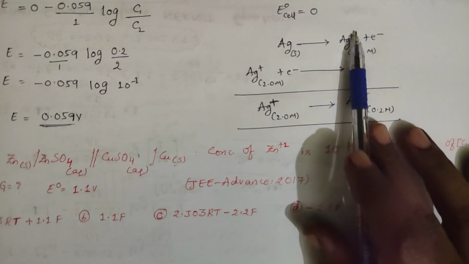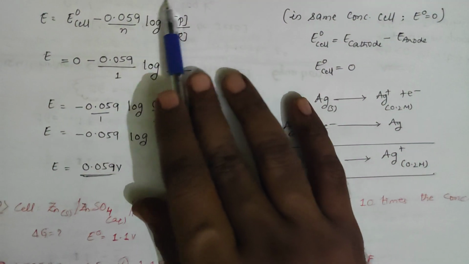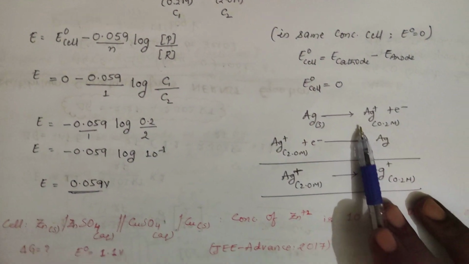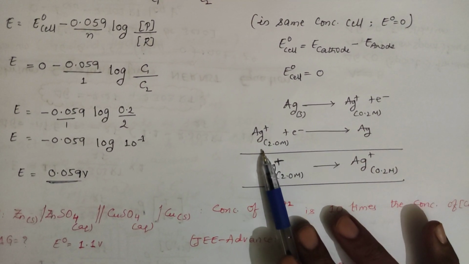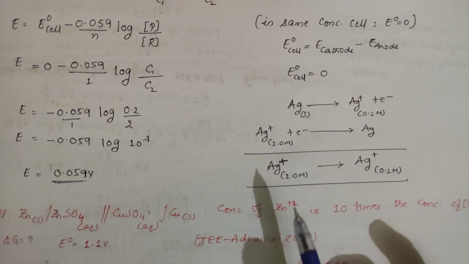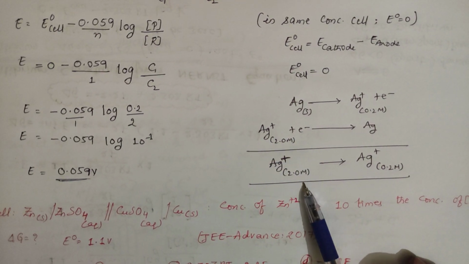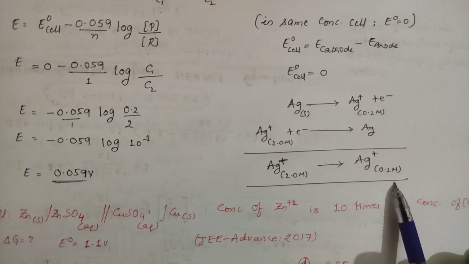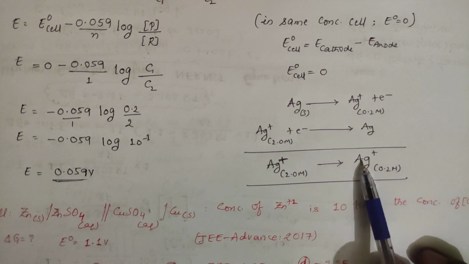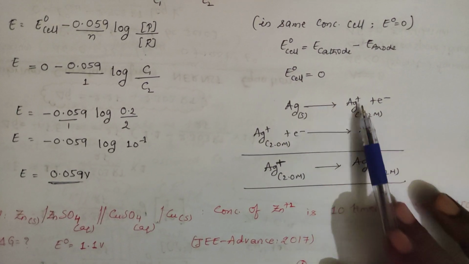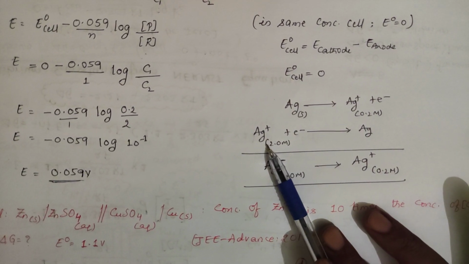Ag solid getting converted to Ag plus. Here the concentration where the oxidation state has been mentioned. So it is getting converted to Ag plus plus electron. It is in 0.2 molar concentration. In the second equation, Ag plus, which is 2 molar, plus electron is getting converted to silver. So Ag plus, 2 molar concentration, is getting converted to Ag plus of 0.2 molar concentration. So the electron is cancelled. Don't try to cancel out Ag plus because these two Ag plus concentrations are different. This is 0.2 molar, this is 2 molar.